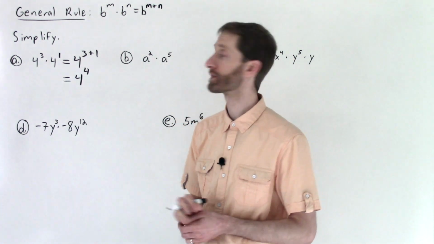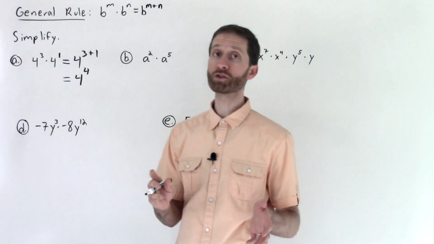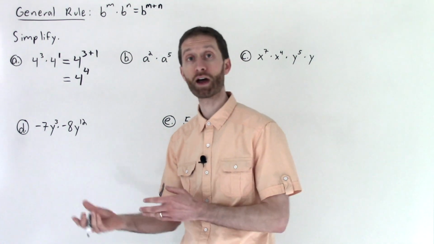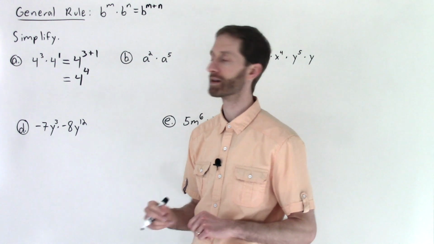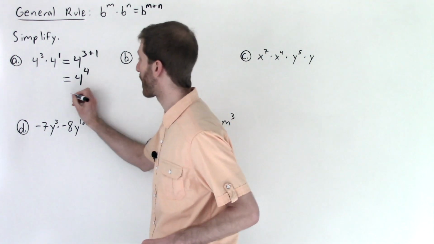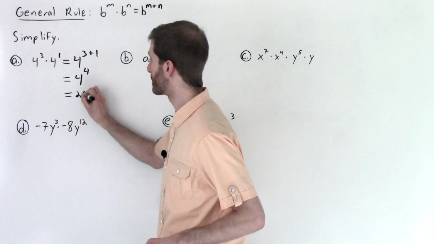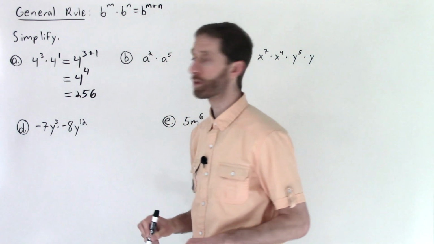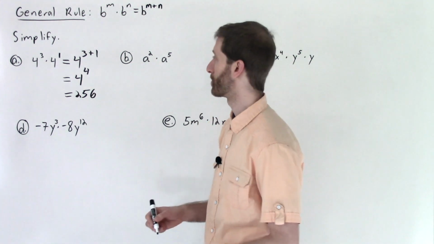Not a bad practice. 4 to the fourth, other teachers will want you to then simplify that, either with a calculator or, my goodness, doing it out by hand. 4 to the fourth means multiply 4 by itself 4 times. And when you do that, you get 256. And that would be your answer simplified numerically.